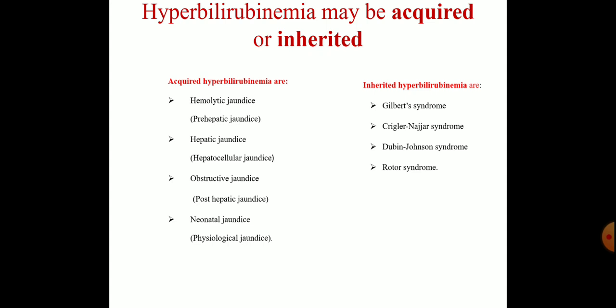Acquired hyperbilirubinemia is of four types: hemolytic jaundice or prehepatic jaundice; hepatic jaundice or hepatocellular jaundice; obstructive jaundice or post-hepatic jaundice; and the fourth one is neonatal jaundice or physiological jaundice. Inherited hyperbilirubinemias are Gilbert syndrome, Crigler-Najjar syndrome, Dubin-Johnson syndrome, and Rotor syndrome. Let us analyze one by one.